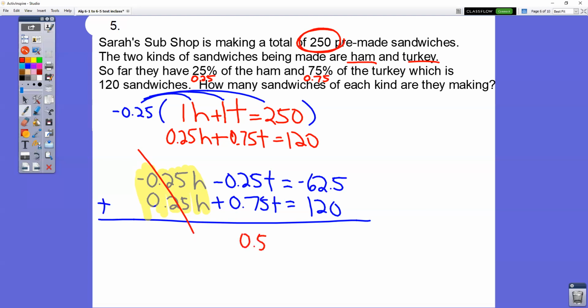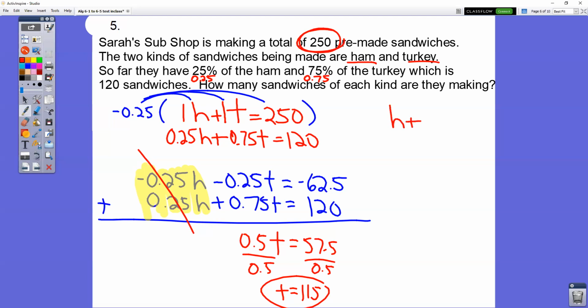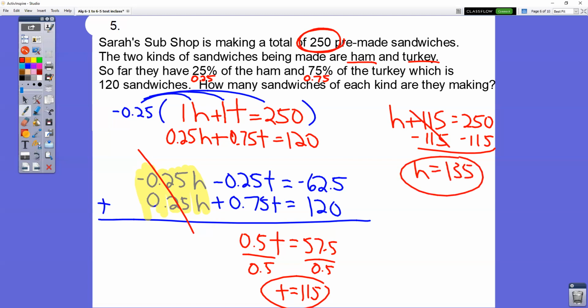So I'm going to have 0.5T equals 57.5. Divide by 0.5, divide by 0.5, and you get that T equals 115. Now that I have my 115, I can sub it back into either equation for T. This top equation is definitely easier. So H plus 115 equals 250. Now just subtract 115 from both sides and you get that H equals 135. So they had 115 turkey sandwiches and 135 ham sandwiches.